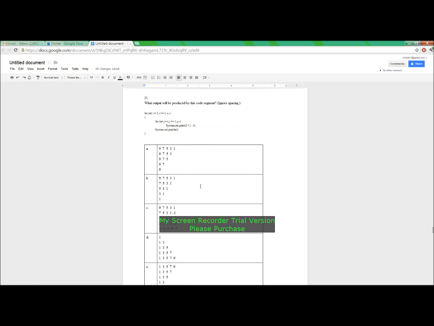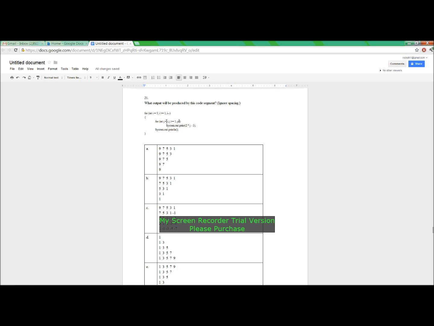So for 21, sorry about this long question. That's my bad. So what output will be produced by this code segment? So for (int i = 5; i >= 1; i--). And then there's another for loop, for (int j = i; j >= 1; j--). And then you print out 2 * j - 1. So for this first iteration, we do 5. So then 5 is in j. j >= 1, j--.